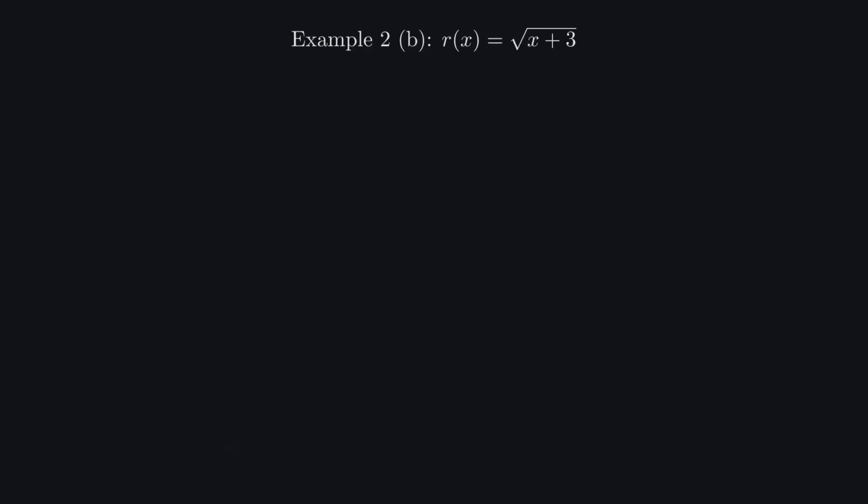Now part B. R of x equals the square root of x plus 3. R of 1 equals the square root of 4, which is 2. Set up the definition. R prime of 1 equals the limit as h goes to 0 of the square root of 4 plus h minus 2 over h.